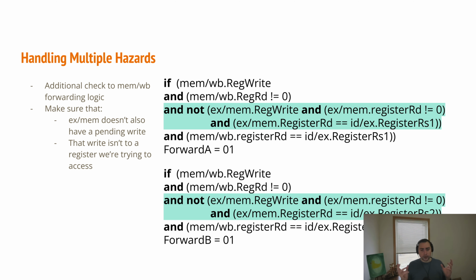Okay, so that's going to go ahead and do it for today. It's the basics of this logic that we'd implement for things like forwarding. In the next videos, we'll look at some of the other things we need to handle, such as stall detection. So how do we determine when we actually need to stall a processor?